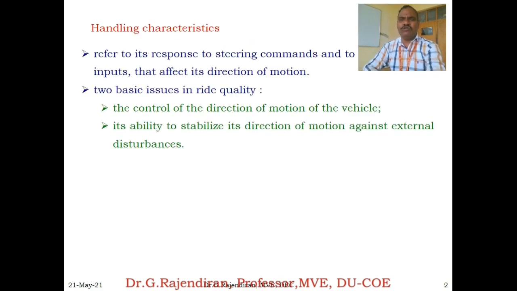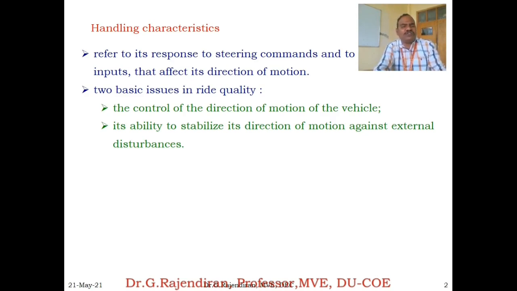Usually there are two basic qualities in the ride motion of a vehicle. One is to control the directional motion of a vehicle. How can we control the direction of motion of the vehicle? By giving a steering input. So the direction of motion of the vehicle we give by means of steering input. Correct? And the second thing is its ability to stabilize the vehicle against external disturbance. External disturbance may be road camber, taking a curve, or a sudden brake. Clear? So these are the external disturbances.